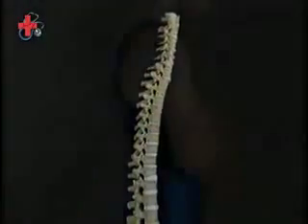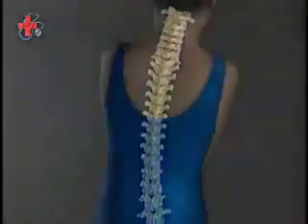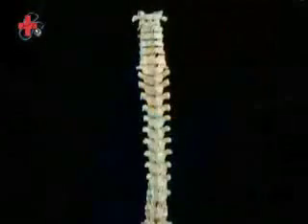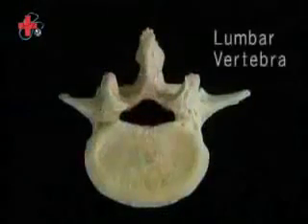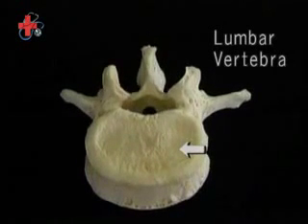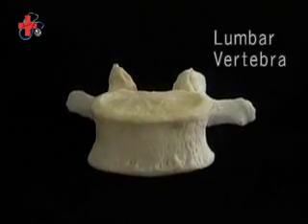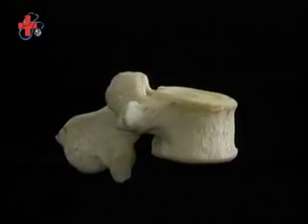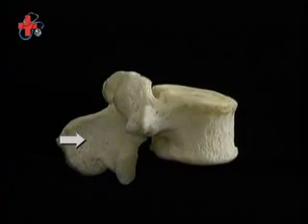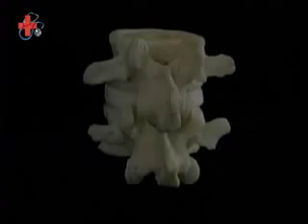The movements that are possible are small amounts of forward flexion, lateral flexion, and, perhaps surprisingly, rotation. Now, we'll take a look at a lumbar vertebra. The body is massive. The transverse processes are small. The spinous process is broad and points almost straight backwards.